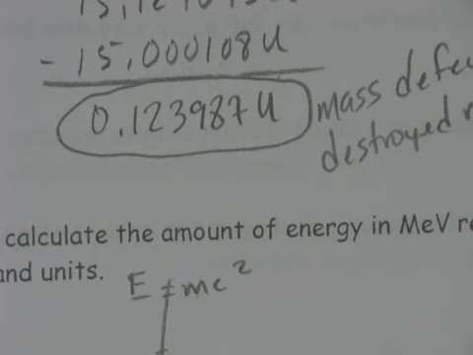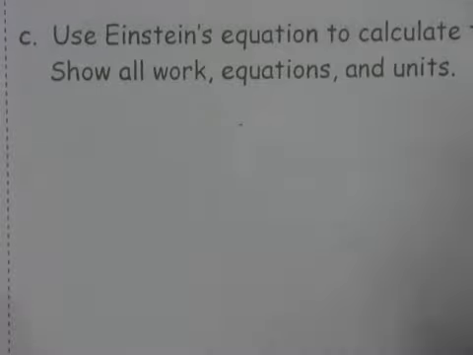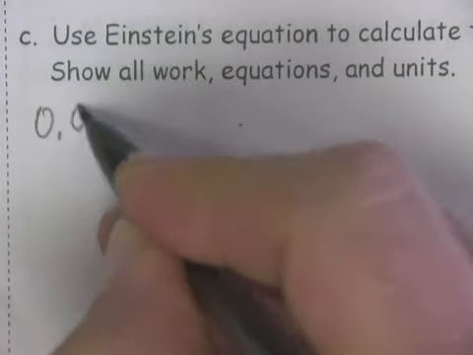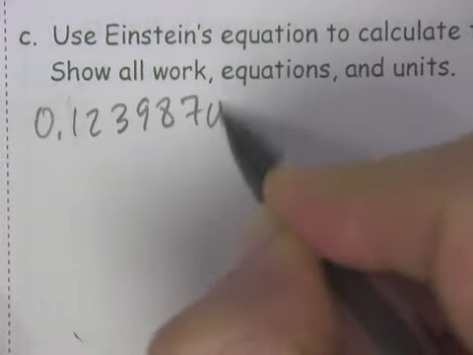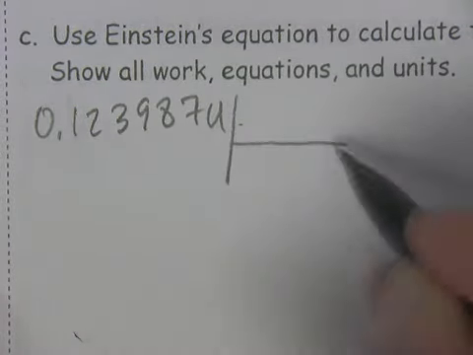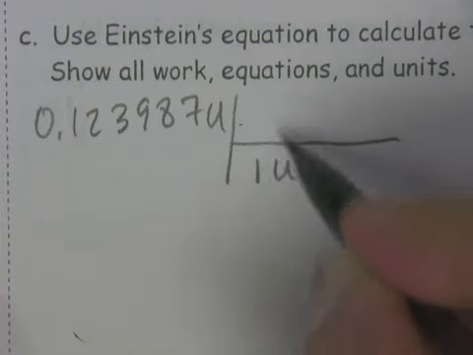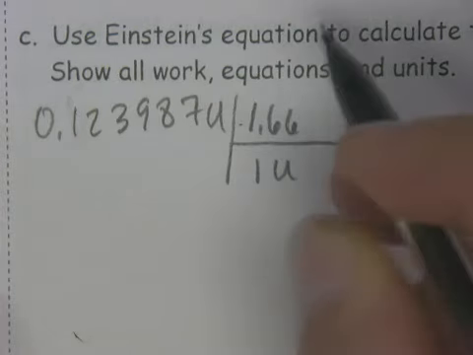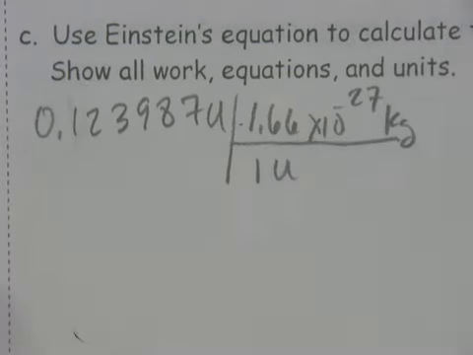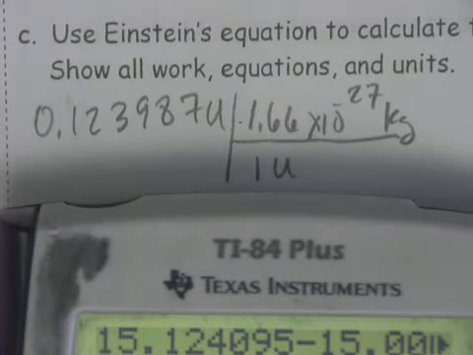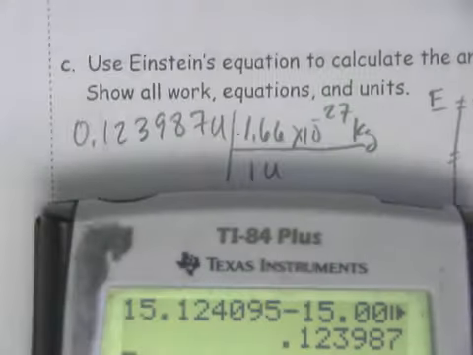And this is where we need that number that we changed at the beginning of the video. We need to use that number correctly now. So I'm just going to, on the side, right over here, just convert that number. 0.123987 U's. And I'm going to convert right here. So 1 U is 1.66 times 10 to the negative 27th kilograms. Again, I'll plug it into my calculator so you can see me do that.